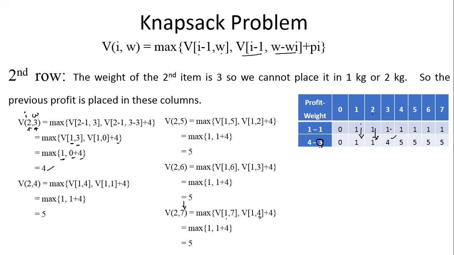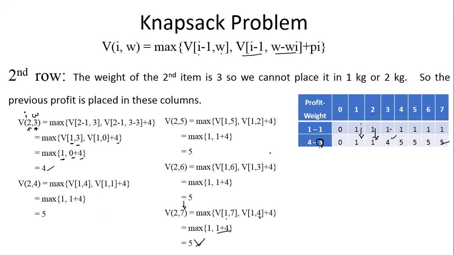That's why in the first row, the 4-weight item we are going to place here, the corresponding profit we will earn. That's why the profit of the previous row is added to the current profit. So 1 plus 4, so 5 is the maximum value. That means here we are going to place the first item as well as the second item. The first item profit is 1 and the second item profit is 4. These two profits are added together to earn the total profit, that is 5. So this is the way of calculating the second row.